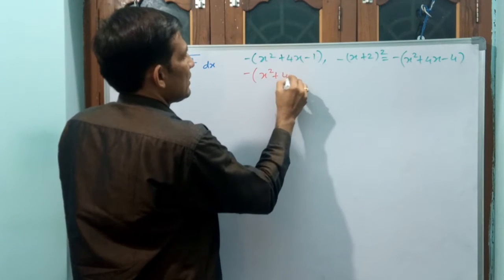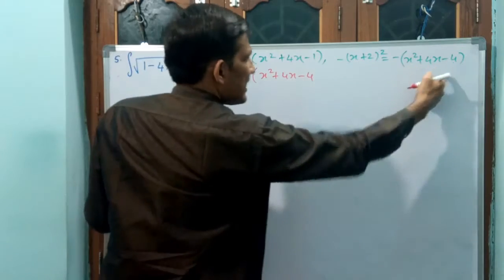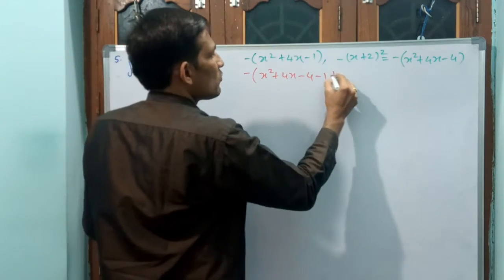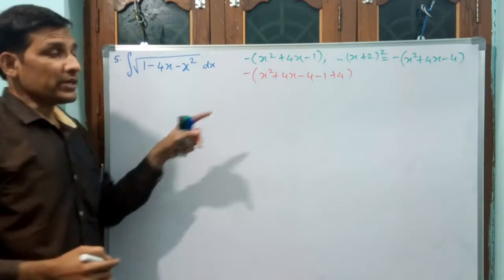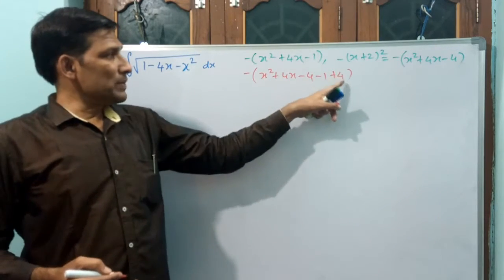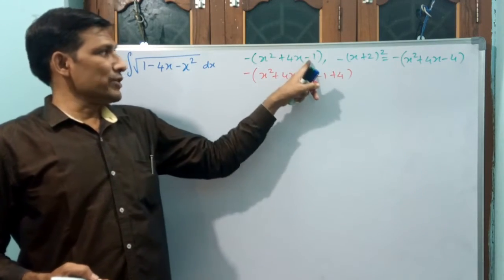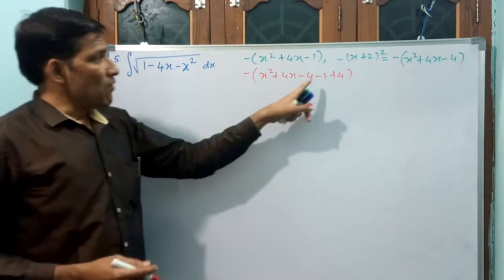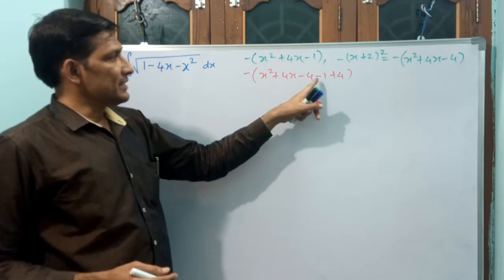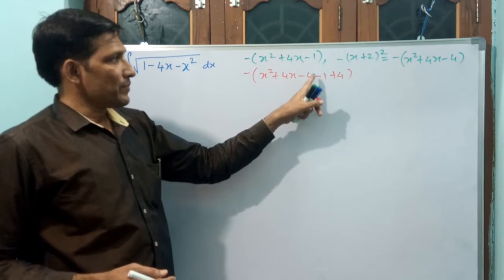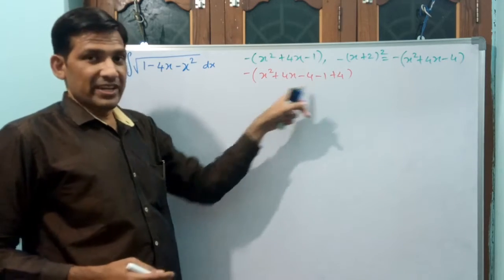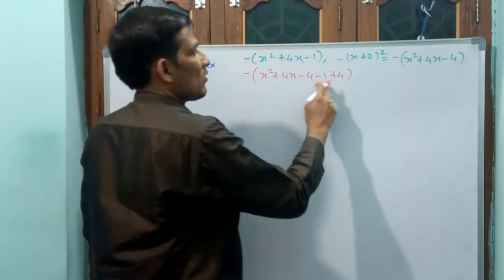X square plus 4x minus 4 is there, but you require minus 1. Then to counter this, you again put plus 4. Is it okay? Minus 4 plus 4 are going to get cancelled. Minus 1 is going to come. Okay, this is required for you. What we have written extra for this formula? Minus 1 plus 4. That means plus 3. Plus 3 you have written.